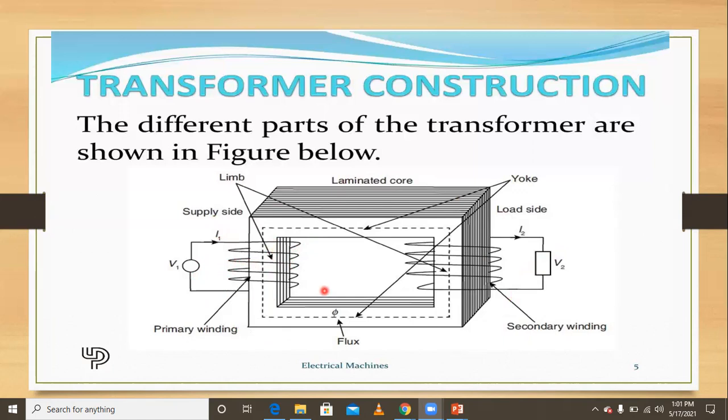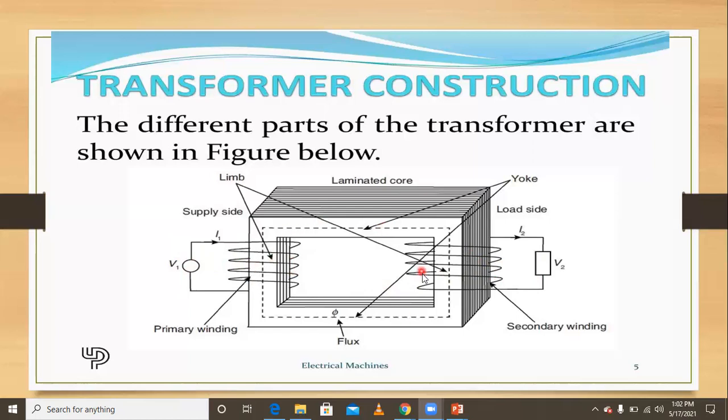That means the transformer is called a two-port device. Understood? Here the input is two terminals, and here the output is two terminals. This is called one port. This is called the primary side and this is called the secondary side. This is one port and this is another port. That's why the transformer is called a two-port device.